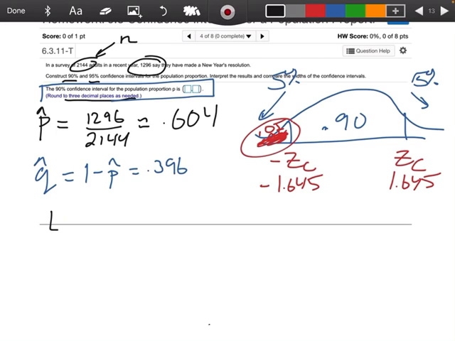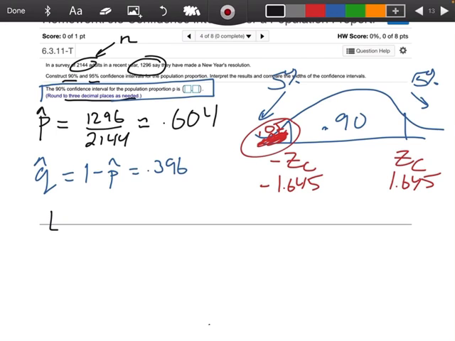I'm going to do this part right here on my calculator. Clear this out. 1.645 times the square root of 0.604 times 0.396 divided by 2144. Now I'm going to hit enter. And to 3 decimal places, I'm coming up with 0.017.